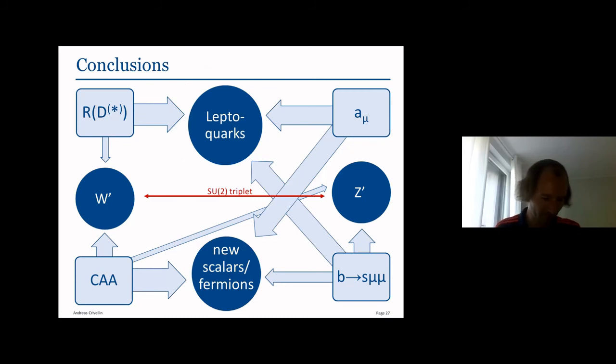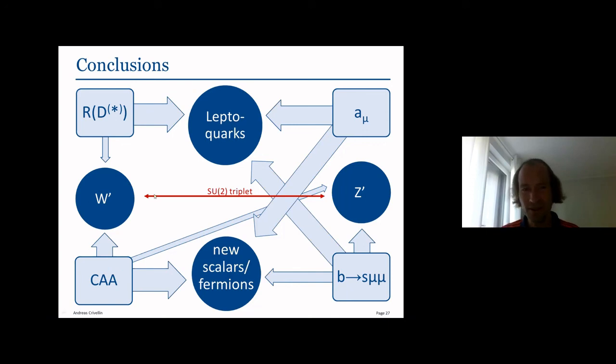Okay, so this brings me, I would say even in time, to my conclusion. You have seen all these hints for lepton flavor universality violation: RD star, the Cabibbo angle anomaly, B to S mu mu, and the anomalous magnetic moment of the muon. Now these anomalies point towards different extensions of the standard model. The thickness of the arrow is my very personal prejudice of how strongly they point towards such extensions.